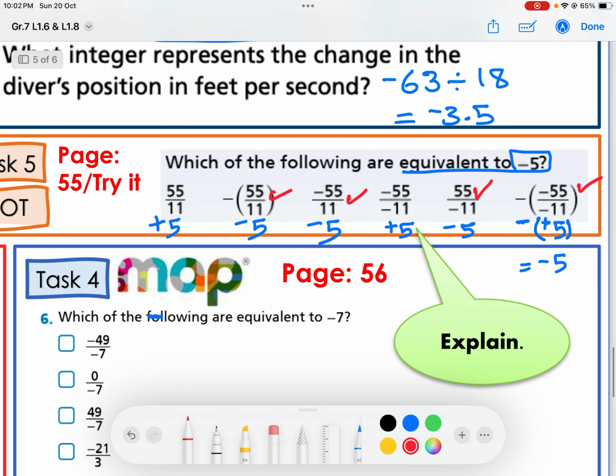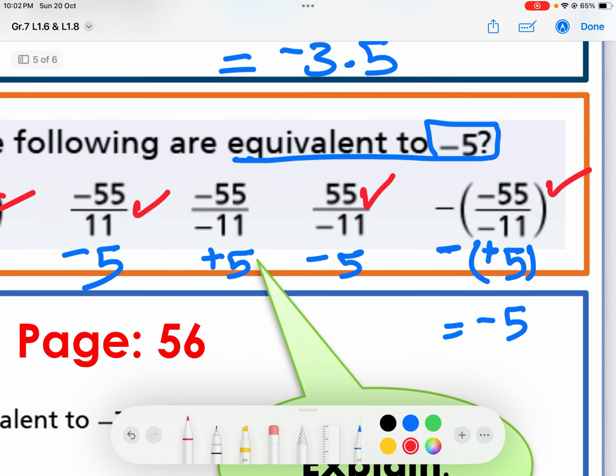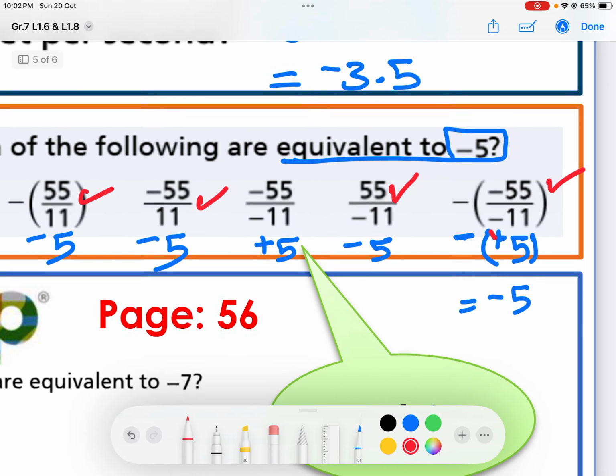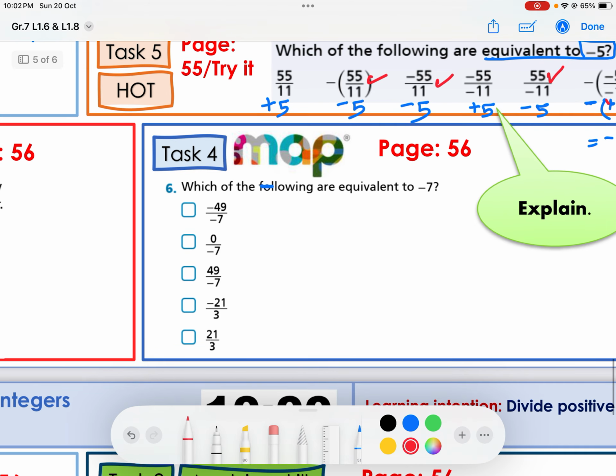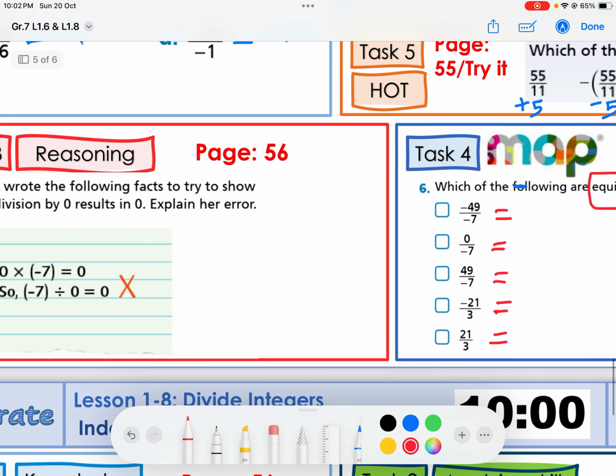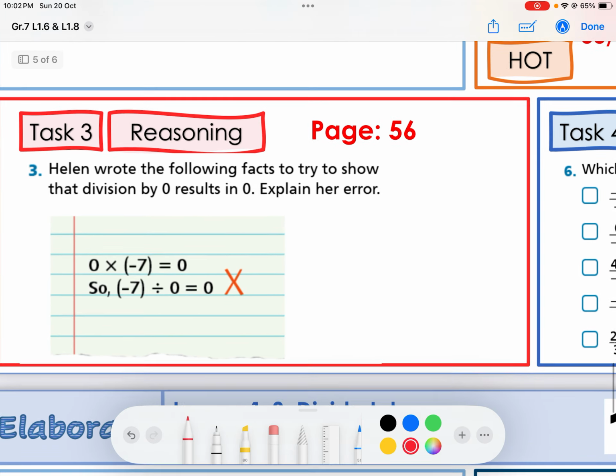Okay? So in order to find which one is equivalent, you have to evaluate each one of them. Be careful for this one. First of all, evaluate the inside, find the answer, and then put the sign of the outside. And that's it. The same idea here: which one is equivalent to negative 7? You'll need to find the answer of each one of them and see which one will give you negative 7. Okay, this is a good question.